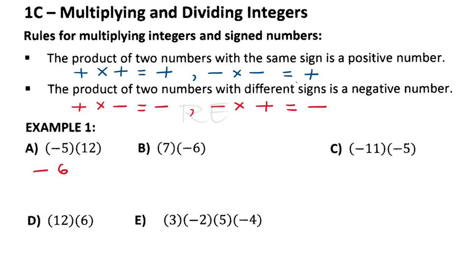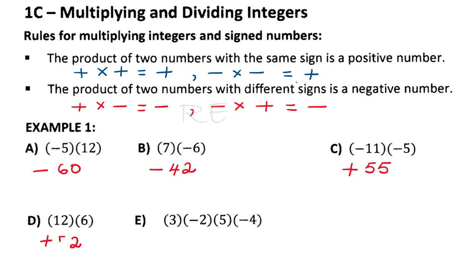Negative times a positive is a negative, so we get negative 60. A positive by a negative is a negative. 7 times 6, 42. Negative 42. A negative by a negative is a positive. We get 55. A positive by a positive is positive.